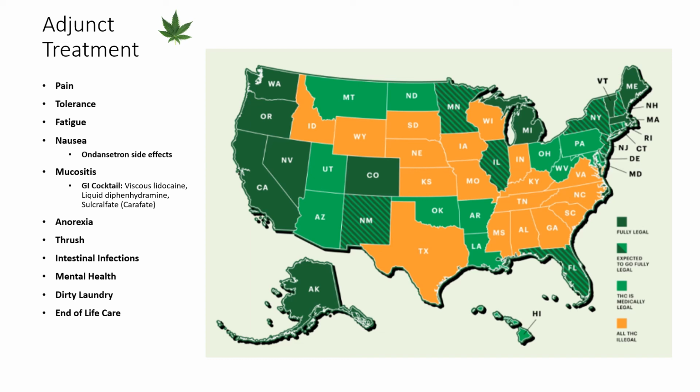Tolerance. Tolerance can definitely happen with opioid narcotics, and sometimes we have to increase the dosing of the narcotics to have the same effect. Fatigue is very common in cancer. Not only can many cancers give you the symptom of fatigue, but the chemotherapy agents sap you of a lot of energy.